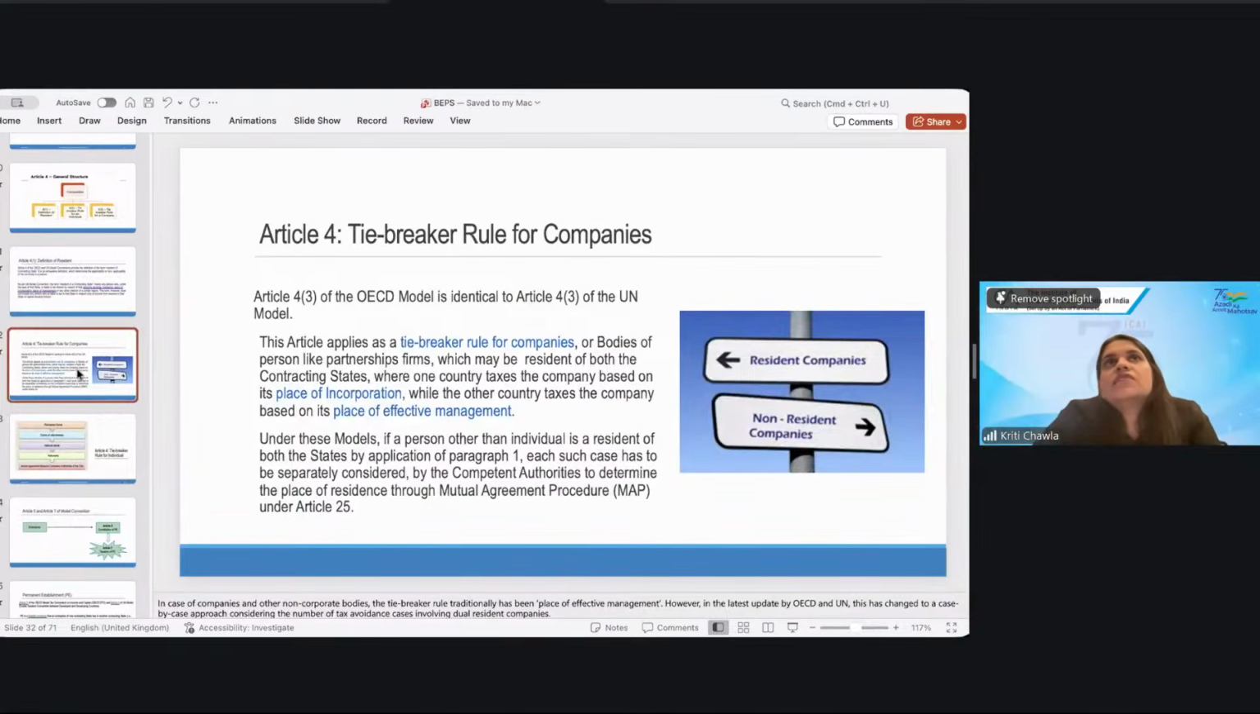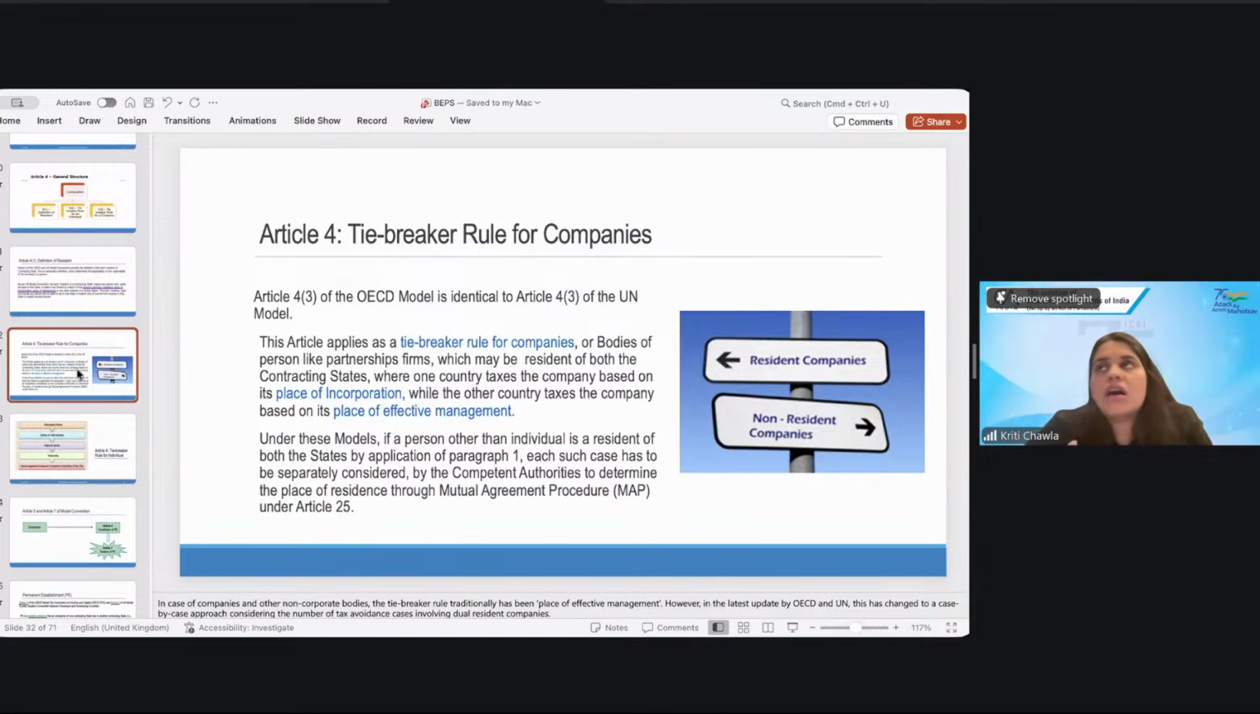Now, what if, let's say for the purposes of a company, one country says that you are a resident of this particular country because you have been incorporated here. The other country says that you are a resident of that country because you have a place of management or place of effective management here. Now, this is where there could be double taxation out here, and this is where a tiebreaker rule for a company comes into place.